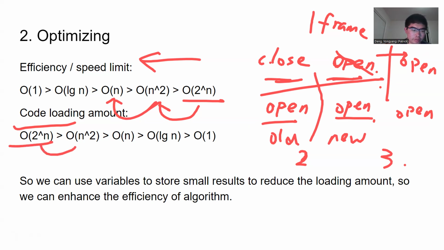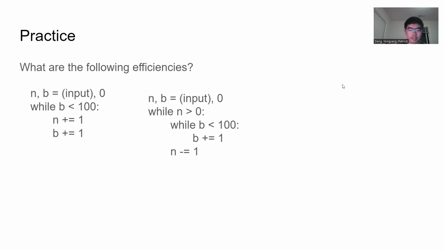So if you want to reduce the code loading, the way is to store the data into some variables and pass the variables into a new function call, into a new frame. That will be better than just loading. It's optimizing. So for practice, I have two examples for thinking about efficiency: what kinds of efficiency are there, and what kinds of time complexity do they have?